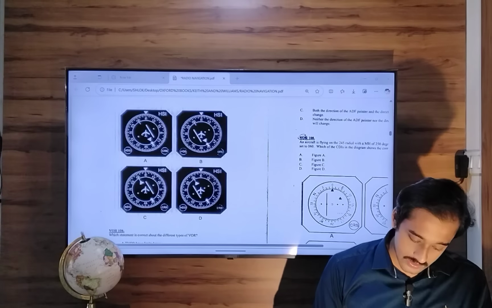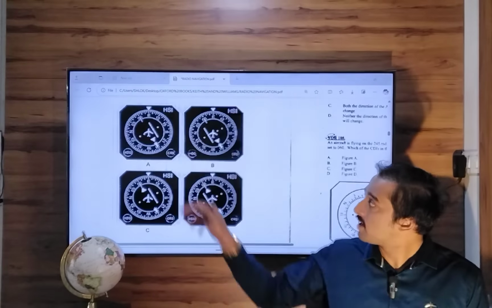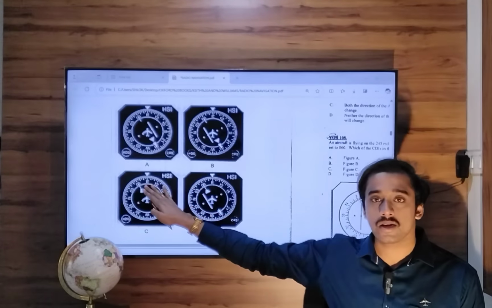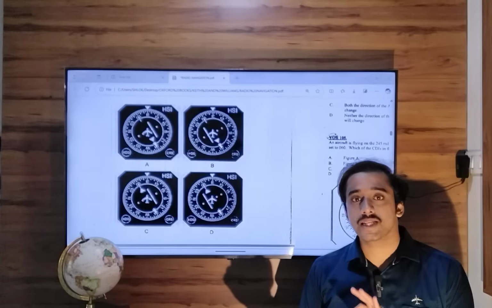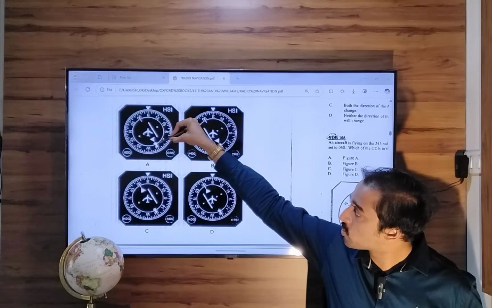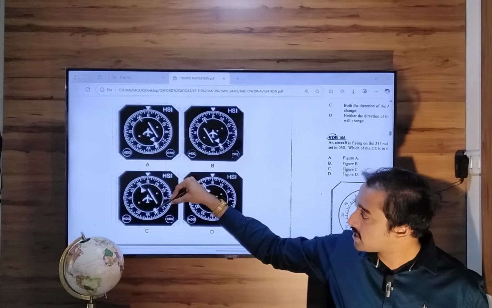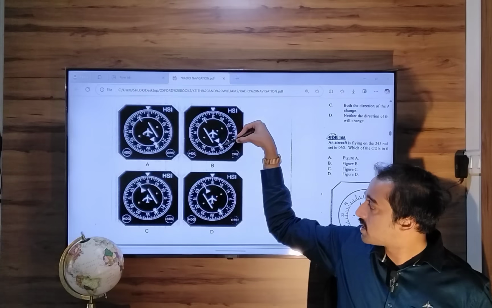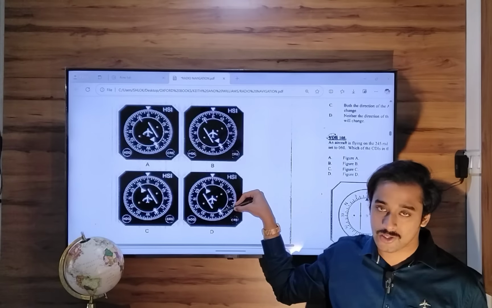So look at this. First, to begin with, look at the magnetic heading. In all the four figures, we have a heading of 090. So that's fine. Next, the course selected is 240. Here you can see the course pointer, the tip of the needle is 240. Over here, the tip of the needle is 240. Over here, 240. And also here, the tip of the needle is 240.